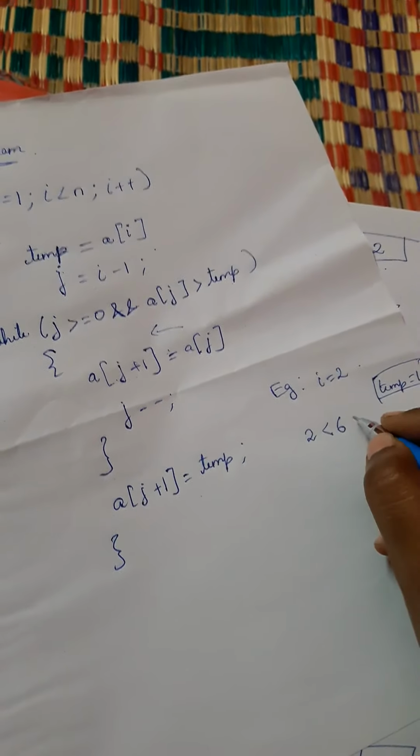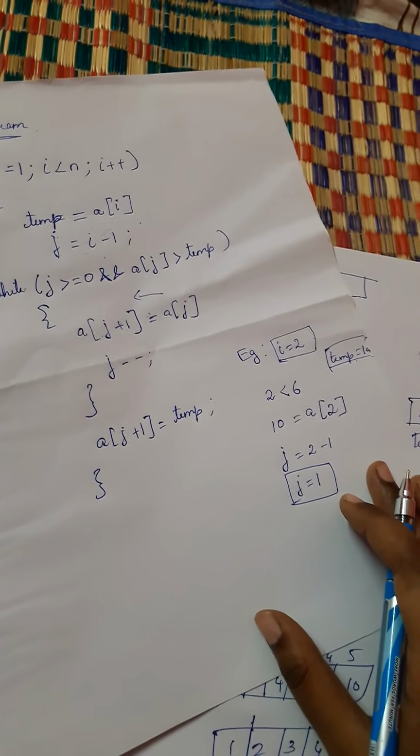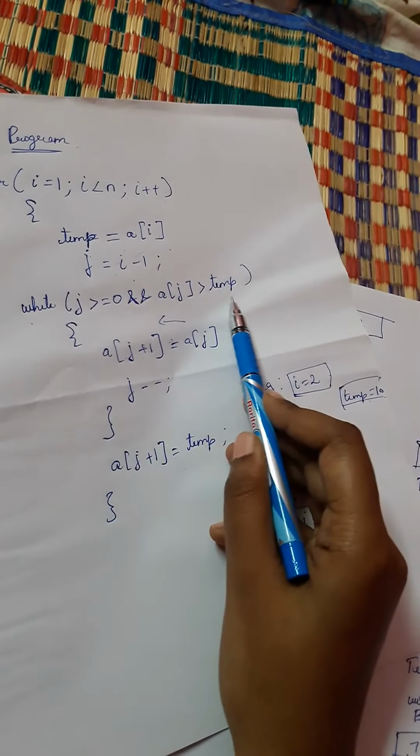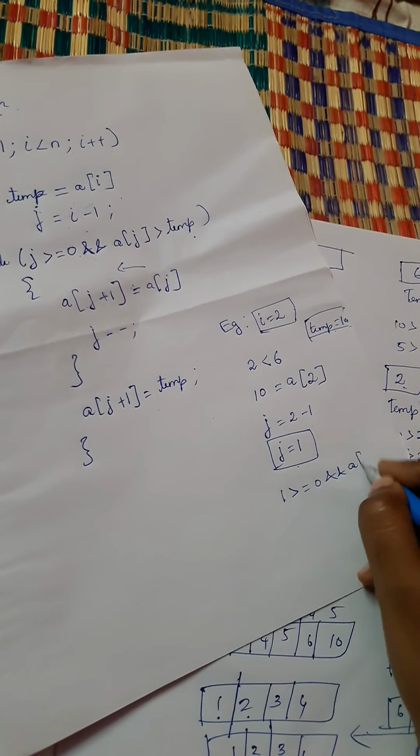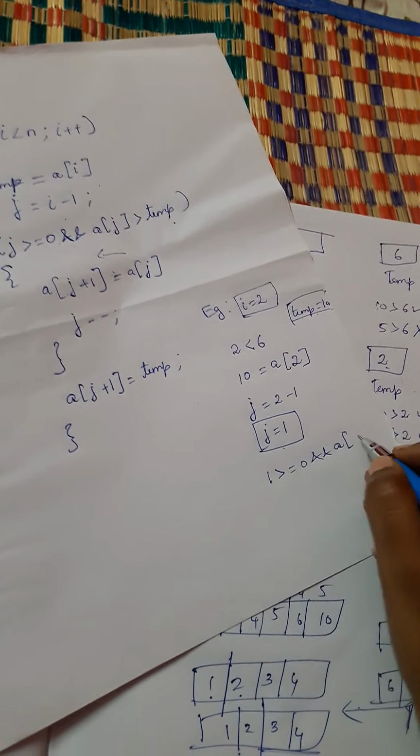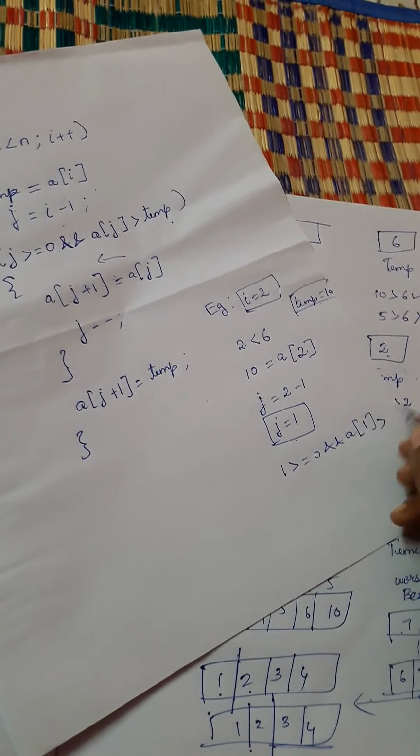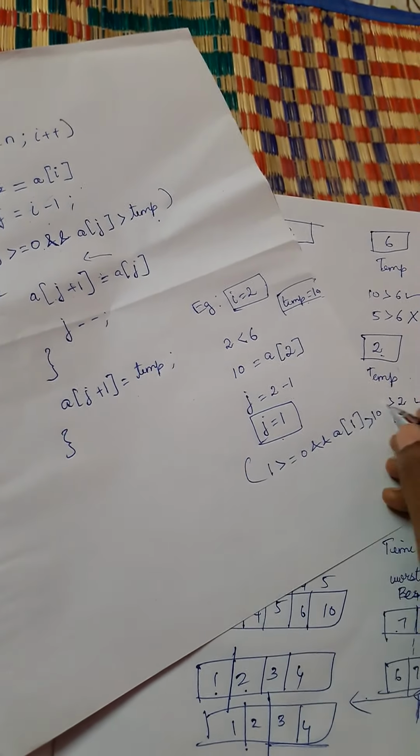Now what is the next step? J is equal to I minus 1. The I value is 2, so 2 minus 1, and the J value will be 1. So now J is equal to 1 and I is equal to 2. Now we compare in the while loop: J is greater than or equal to 0, and A of J is greater than the temp value 10.